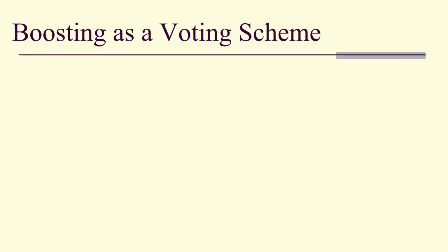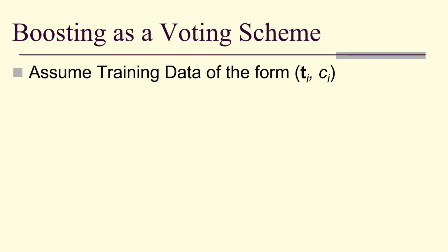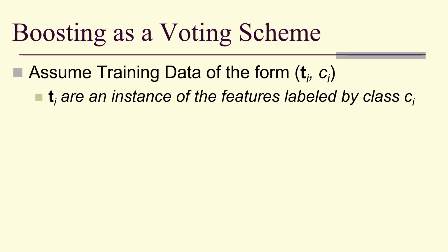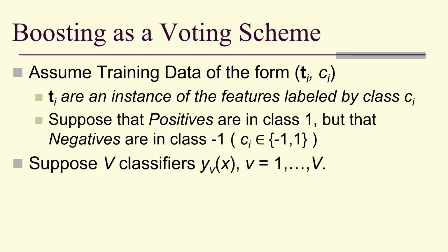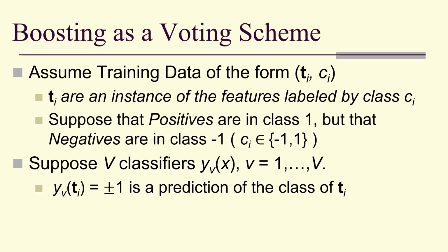So we're going to develop this intuition into a concept known as boosting, as a special way of voting. So suppose we have training data of the form T sub i, C sub i. The T sub i's are instances of the features labeled by class C sub i. Positives are in class 1, negatives are in class -1. Suppose we have V classifiers, y sub v of x, where v equals 1 to V. And remember, each prediction is either positive or -1, and voting is a summation over v.